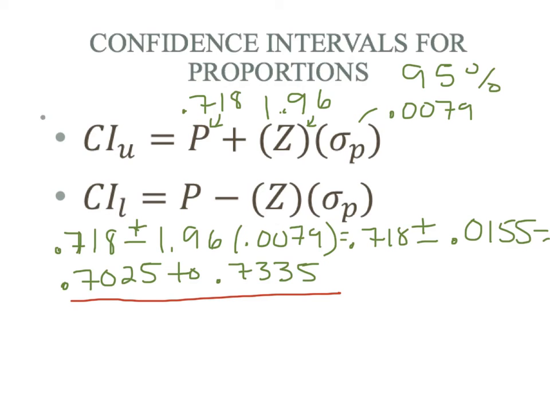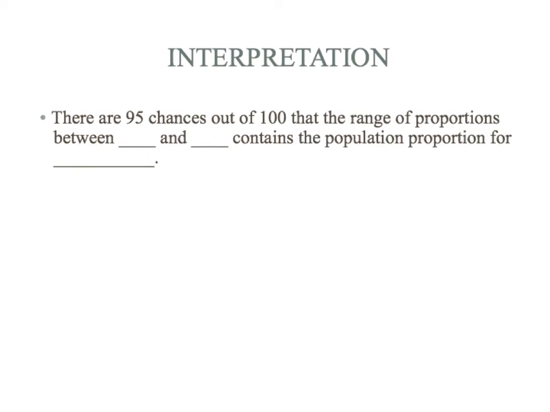So let's go ahead and look at what that looks like. Here's what that would look like written out into a sentence. There are 95 chances out of 100 that the range of proportions between 0.7025 and 0.7335 contains the population proportion for those who voted. So you just plug in whatever that variable is and that proportion.